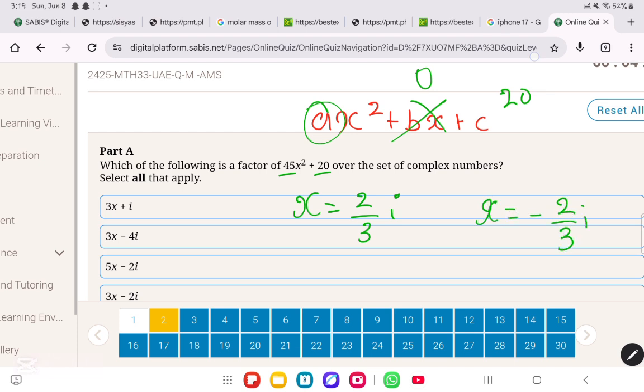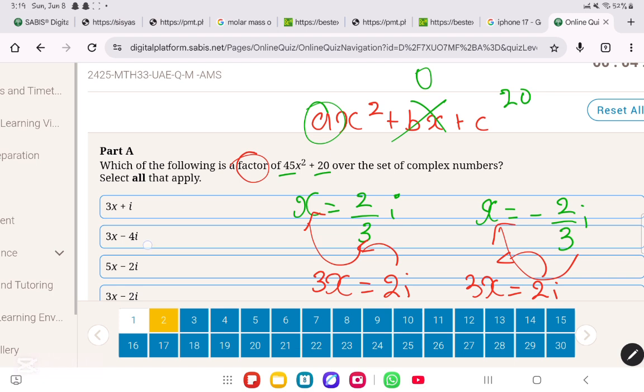But since they want what? Do they want the roots or the factors? They want the factors. In order for us to find the factors, we will have to move 3 to the other side. So if it was division, it's going to become multiplication. So now 3x is equal to 2i, and then 3x is equal to minus 2i, and then you will move 2i to the other side.